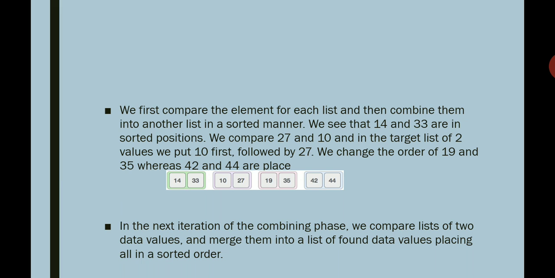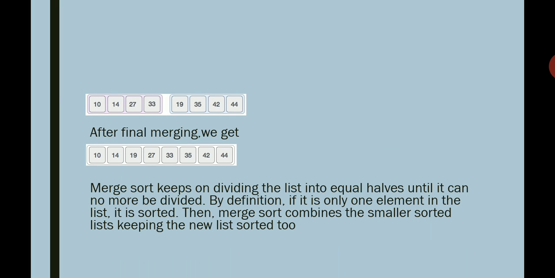In the next iteration of the combining phase, we compare lists of two data values and merge them into a list of four data values, placing all in sorted order. Here we get the second sorted list. 10, 14, 27, 33, these are merged. 19, 35, 42, 44, these are also sorted. After final merging, we get our final sorted list, that is 10, 14, 19, 27, 33, 35, 42, 44. This is in ascending order.